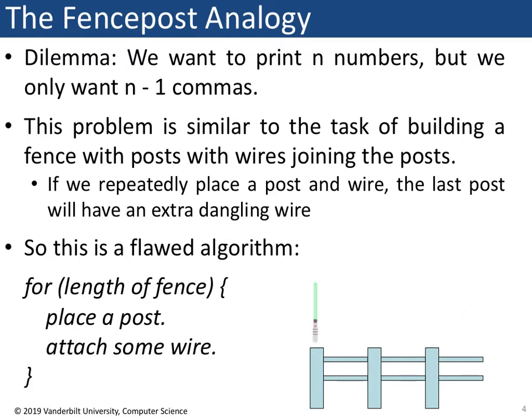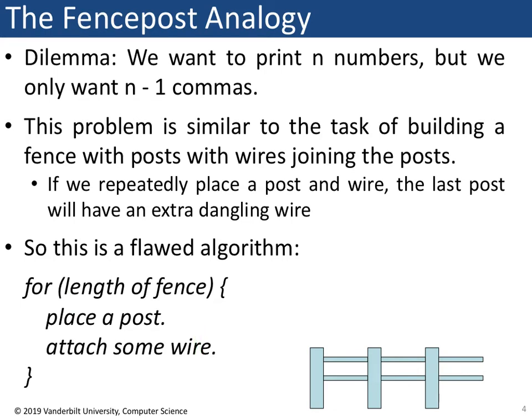So we have n fence posts that we want to set, but only n-1 sections of fence. Otherwise, we wind up with a piece of fence dangling with no post to connect to. If that's what we're after, this algorithm on the left is flawed. Place a post, attach some wire.